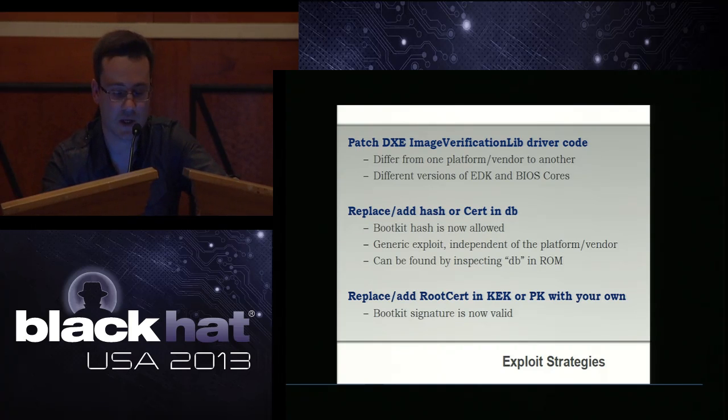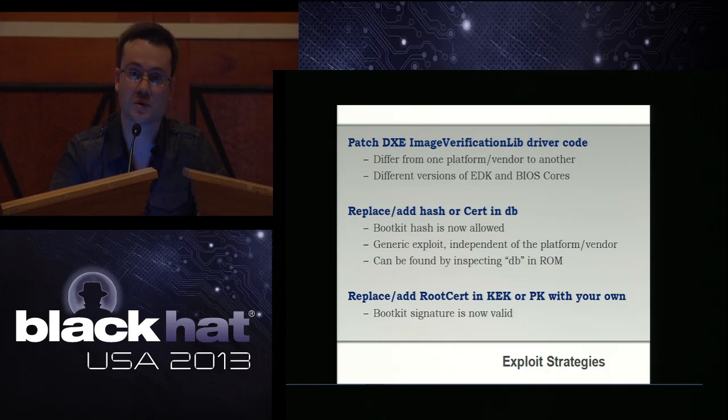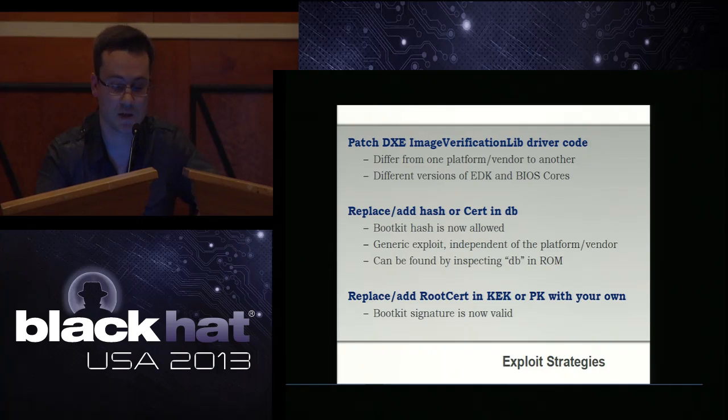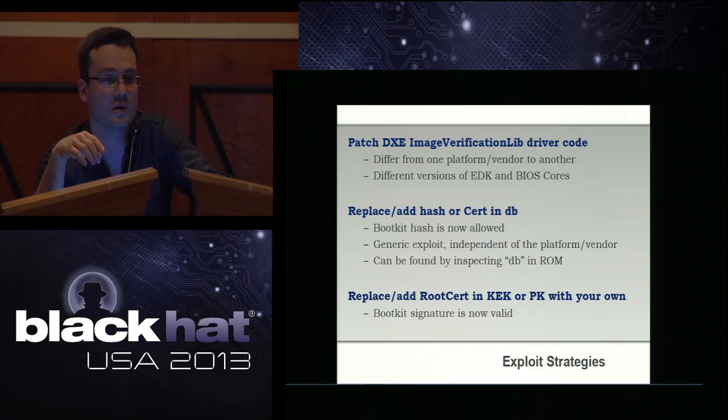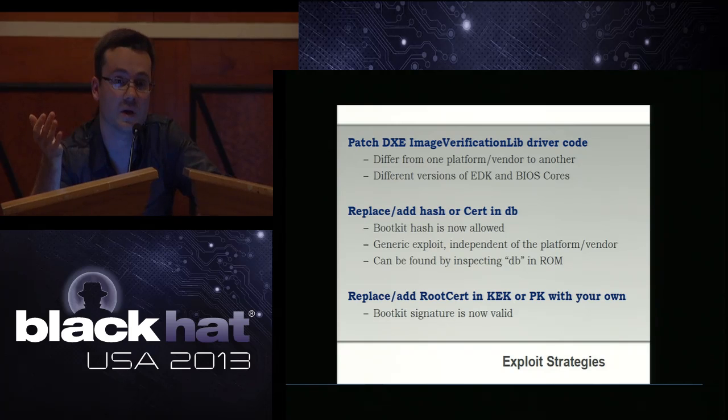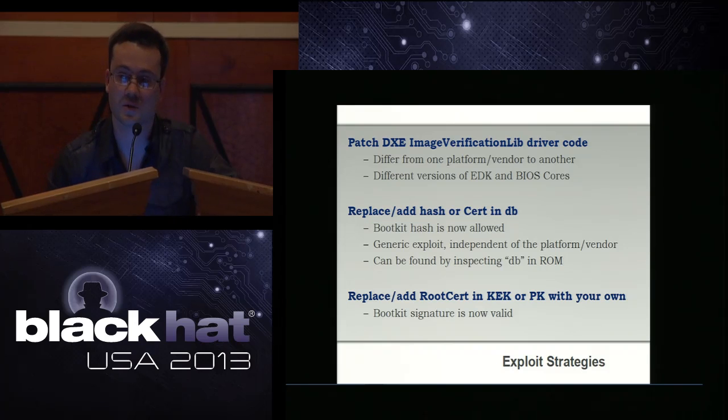Instead, the exploit could replace or add the hash of the bootkit or the certificate in the DB allowed database. So now your bootkit is in the allowed database. It is a generic platform independent exploit, but can be easily found by just dumping that DB database and checking for signatures. So anti-malware solutions can easily find that. Similarly, the exploit could add the root certificate into the key exchange key variable, or even replace the platform key with the bootkit's platform key. And in that case, the signature of the bootkit will be correct. But again, same arguments. It's relatively easy to spot that.